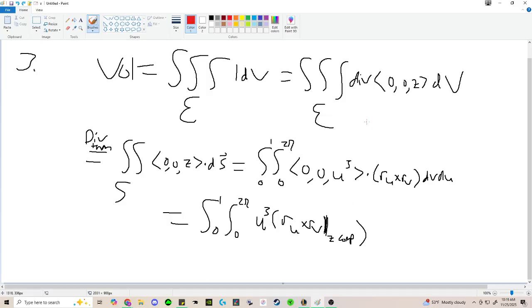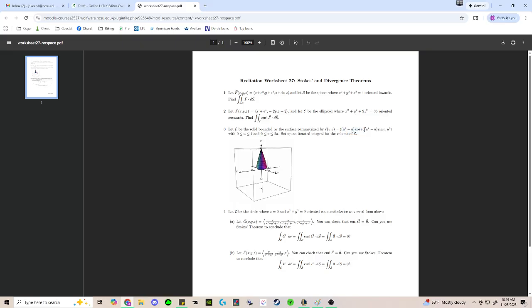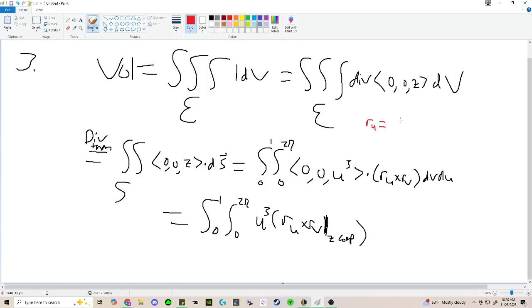Because r_u cross r_v is going to be a vector a, b, c, and then the dot product with 0, 0, u cubed is just u cubed times this z component. So I'm not going to compute the whole thing, just the z component. Let's do a note up here. r_u will be the u derivative of this, and r_v will be the v derivative. So r_u is 2u minus 1 cosine v, 2u minus 1 sine v, and 3u squared. r_v is negative u squared minus u sine v, u squared minus u cosine v, and 0.